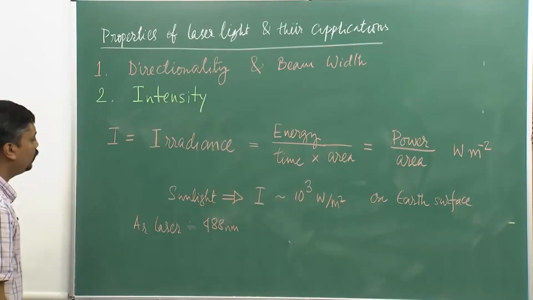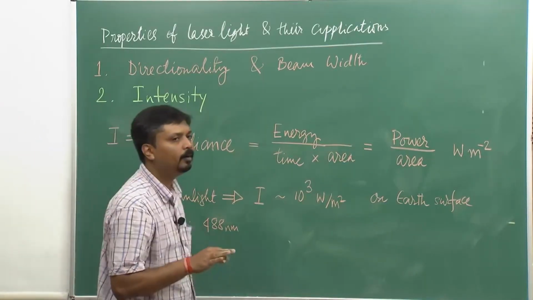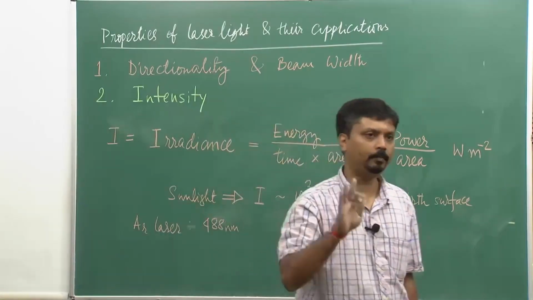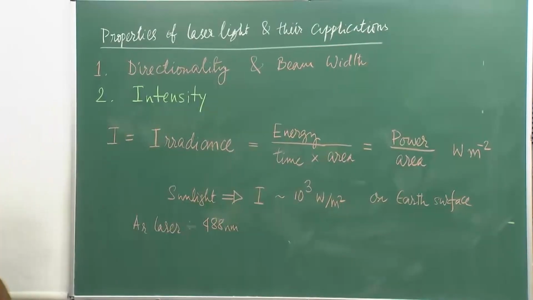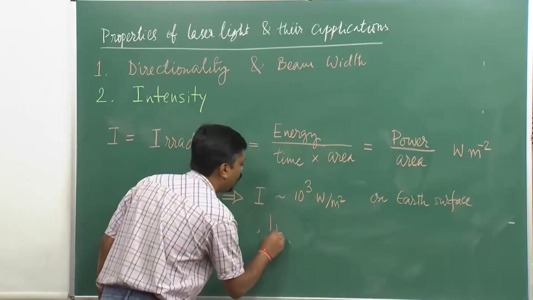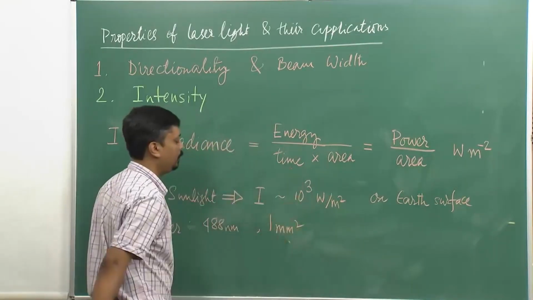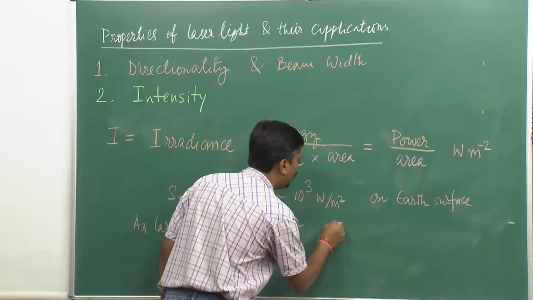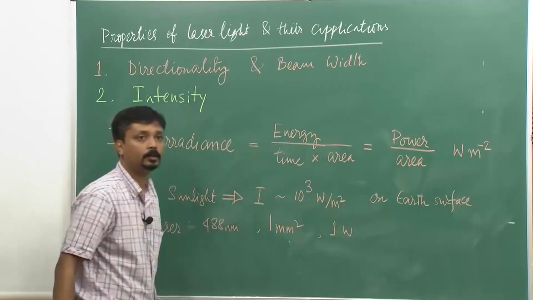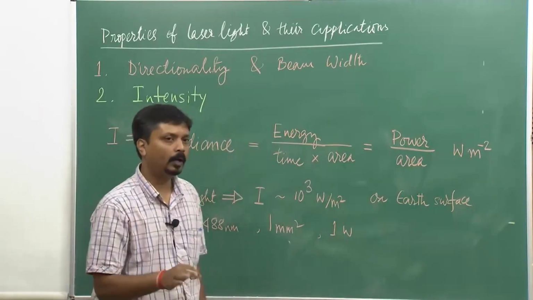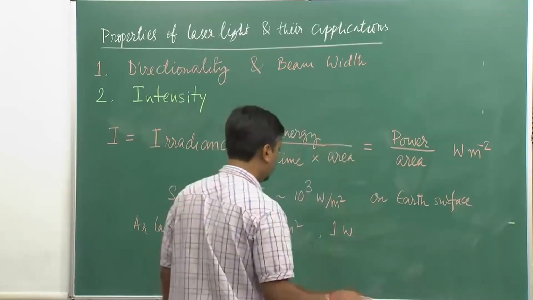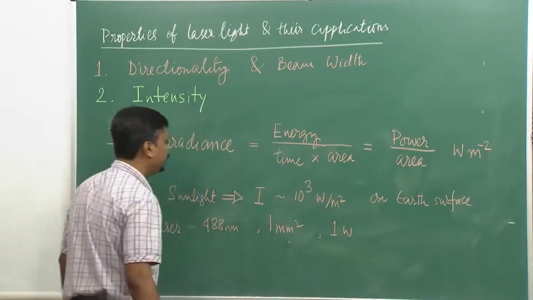Now, argon ion laser is known to give moderate power, okay, not very high power, and it's a gas laser. Now at this particular wavelength, say we have a beam width of 1 millimeter square and power of 1 watt. And this I am talking about an average power. What is average power, peak power, we will learn soon. So we will define those terms.